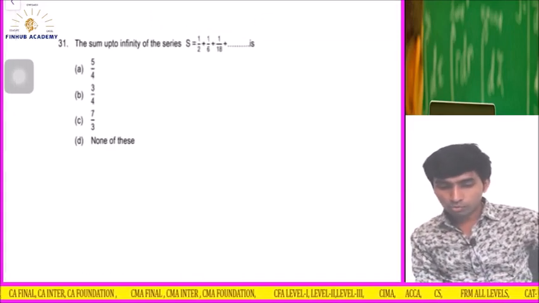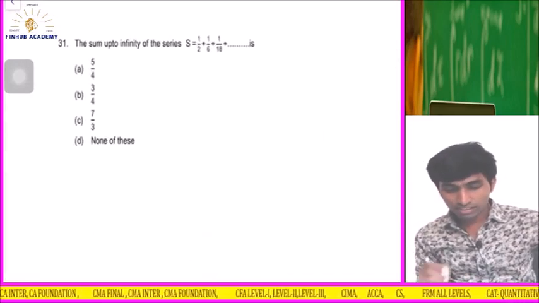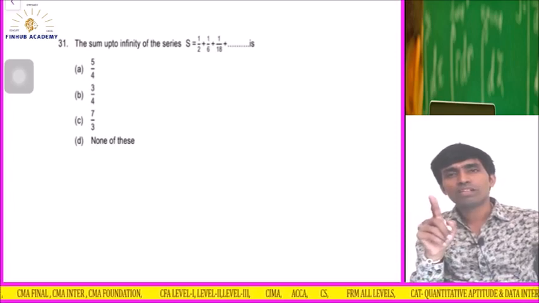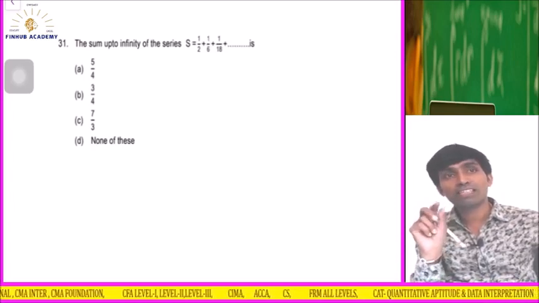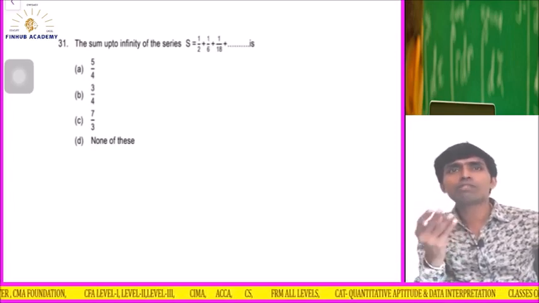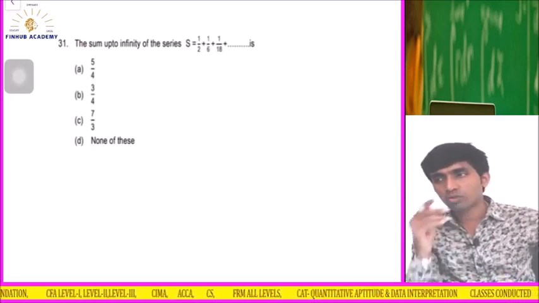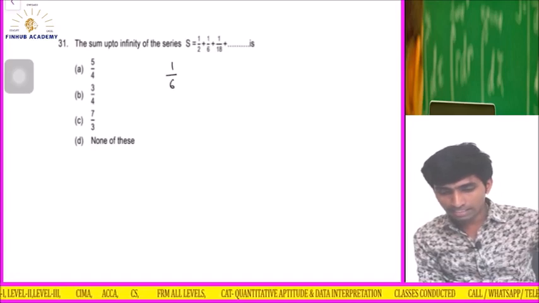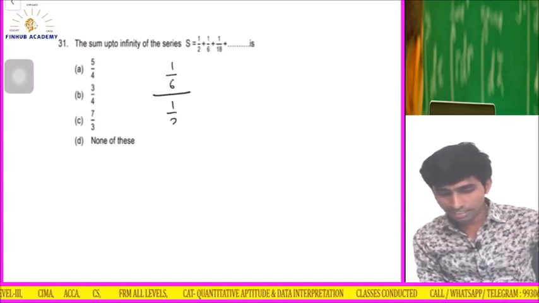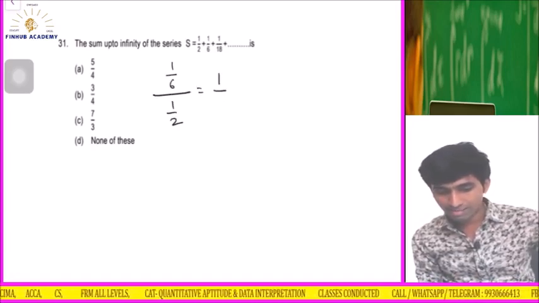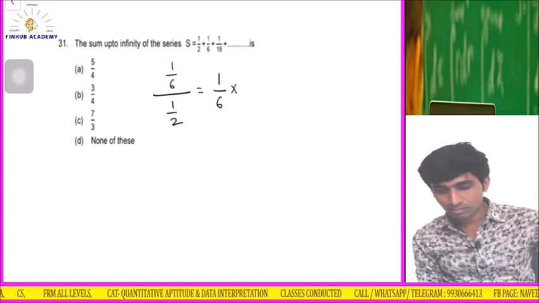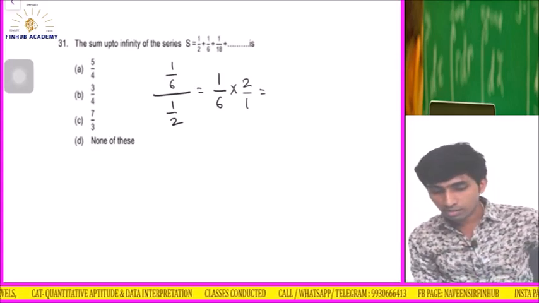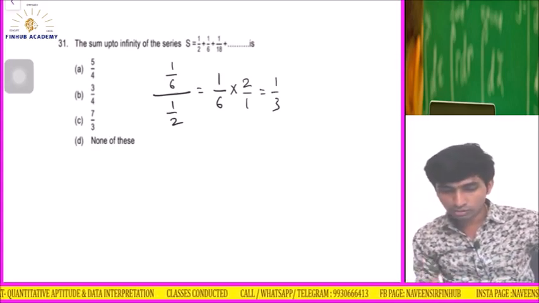The sum up to infinity of the series. Now we know that for infinity there is no formula in AP, so it should be a geometric progression. Let us try. To check whether it is a geometric progression, 1 by 6 divided by 1 by 2, I can write this as 1 by 6 into 2 by 1. This you will have to understand, 2 you can take into the numerator. So the answer is 1 by 3. The ratio is 1 by 3.